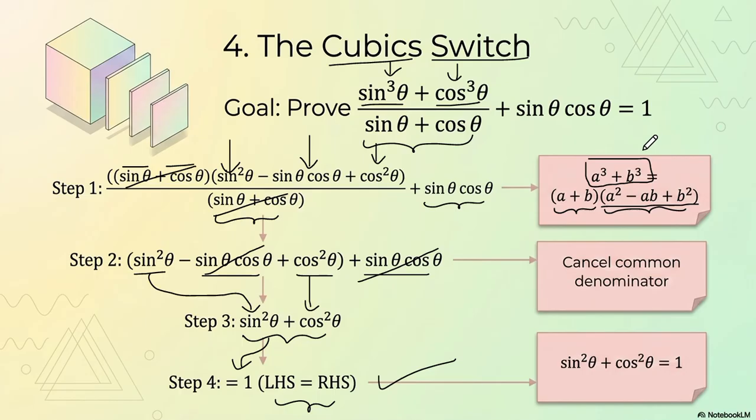So by using this a cube plus b cube identity and by using this sin square theta plus cos square theta is equal to 1, we have solved this proof. Look at the next part.